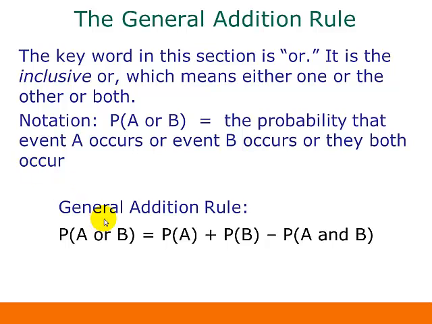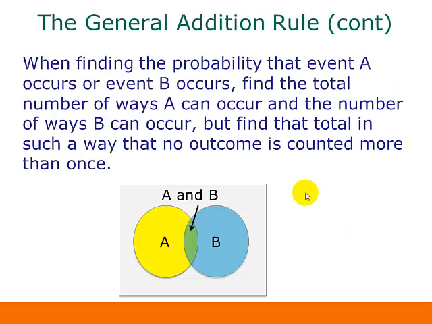Our general addition rule has to take this into account. So the probability of A or B is the probability of A plus the probability of B minus the probability of A and B. And this here is the probability that both events are occurring at the same time. When we're finding the probability that event A occurs or event B occurs, we want to find the total number of ways A can occur and the number of ways B can occur, but we have to find that total in such a way that no outcome is counted more than once.